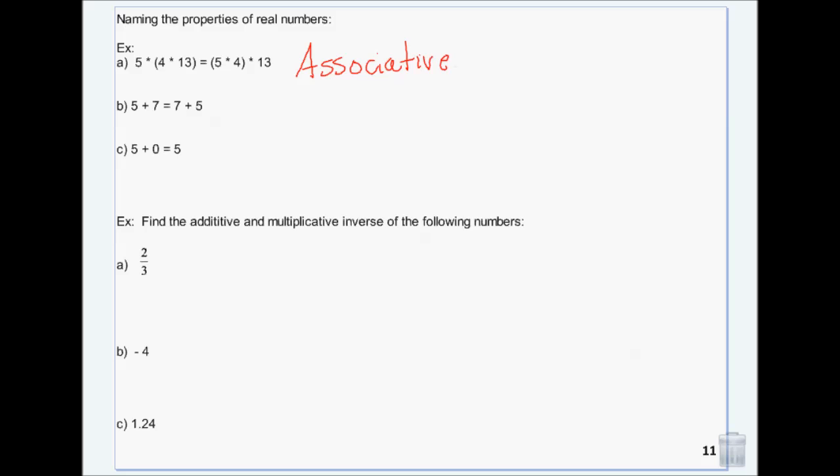Okay. Here, I have 5 plus 7, and then I have 7 plus 5. So the order changed. So that's the commutative property. Okay. 5 plus 0 equals 5. Really nothing changed, right? So that's the identity.